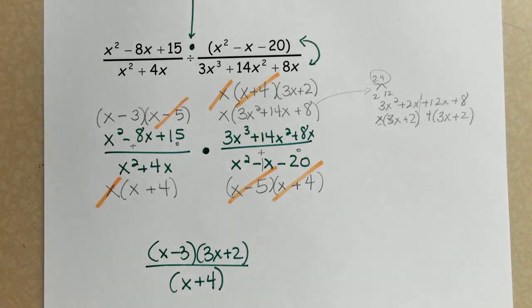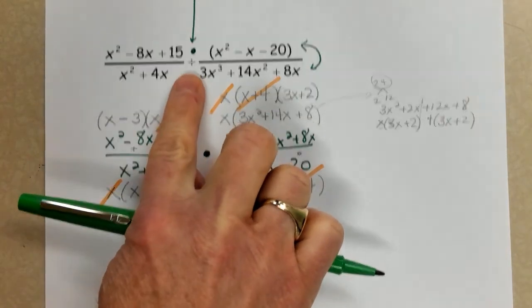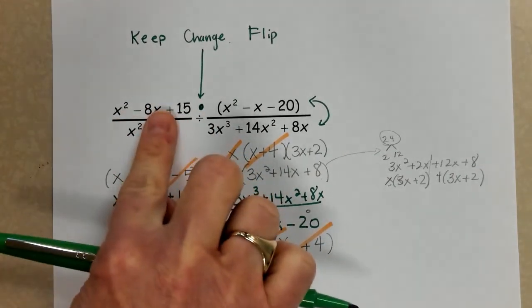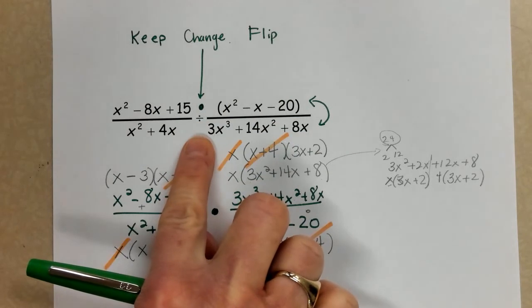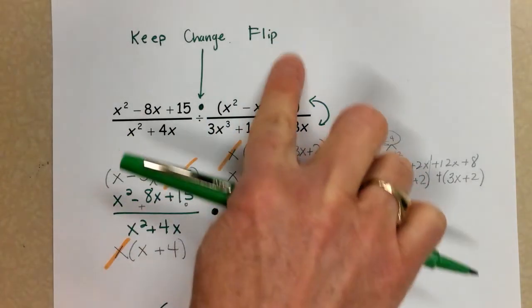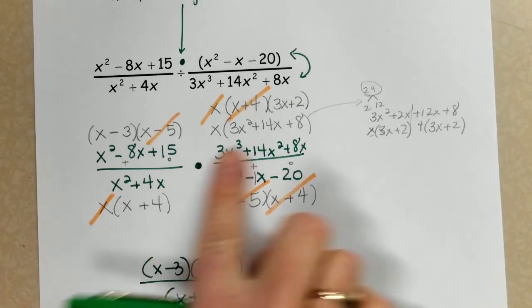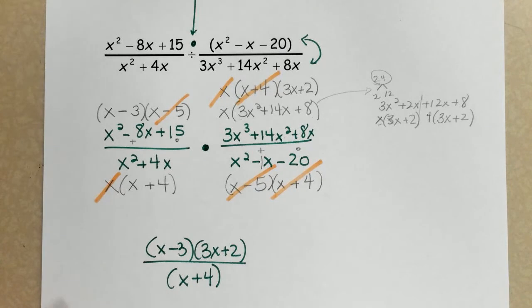Didn't seem like we were doing anything different, because the only thing we did at the beginning was keep the first fraction like it was, change divide to multiply, and then reciprocal of the second fraction, flip that over. Now that everything's in its new location, we factor and simplify to get our answer. Okay, ask follow-up questions as needed.